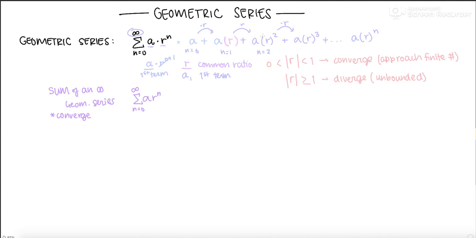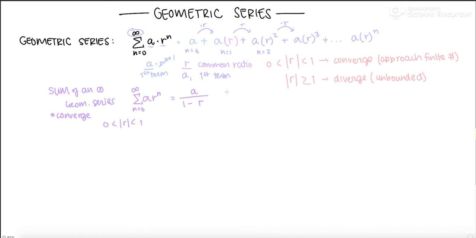So if we have our series here where now, because this converges, again, that same condition here, the absolute value of that common ratio has to be between 0 and 1, non-inclusive. Then this sum is going to be a, so that first term, divided by 1 minus our r. So 1 minus our common ratio. So it's just our first term divided by 1 minus our common ratio.